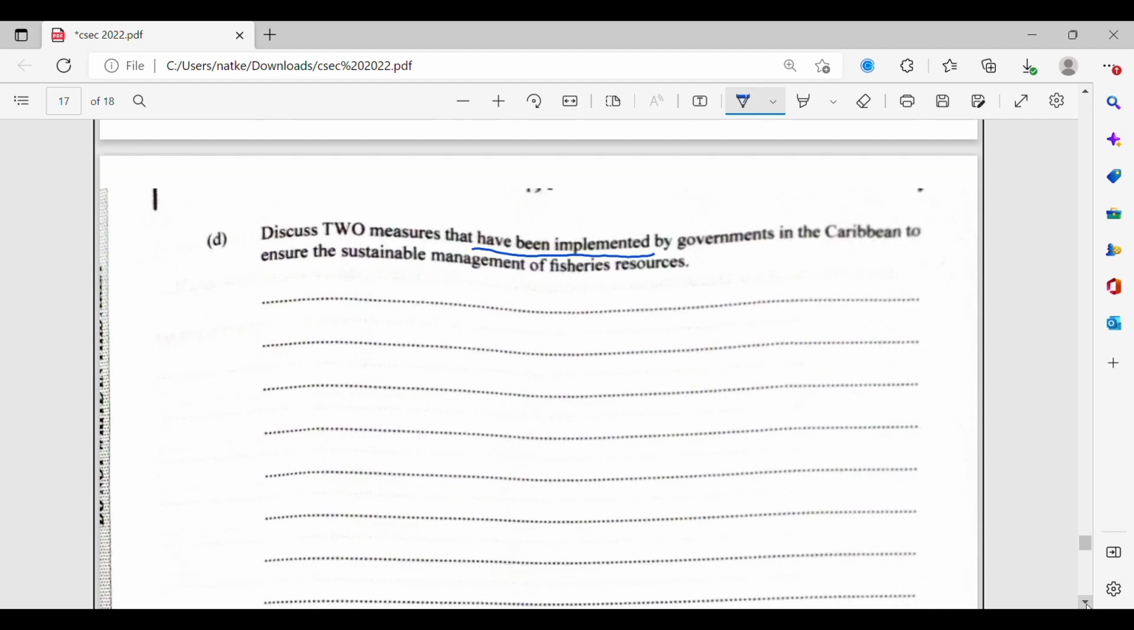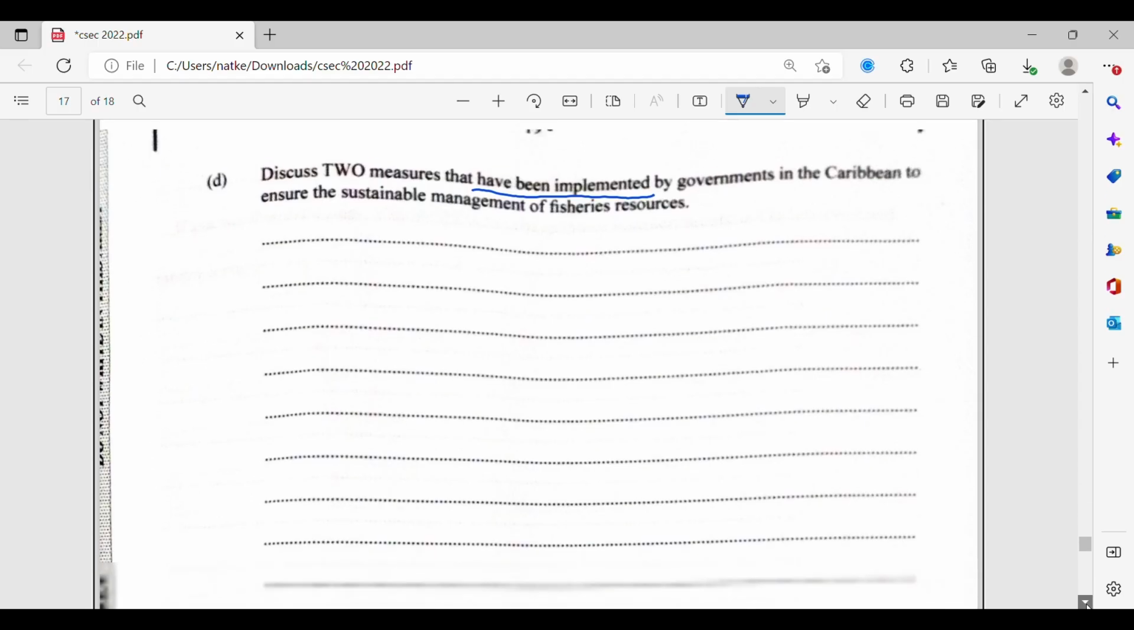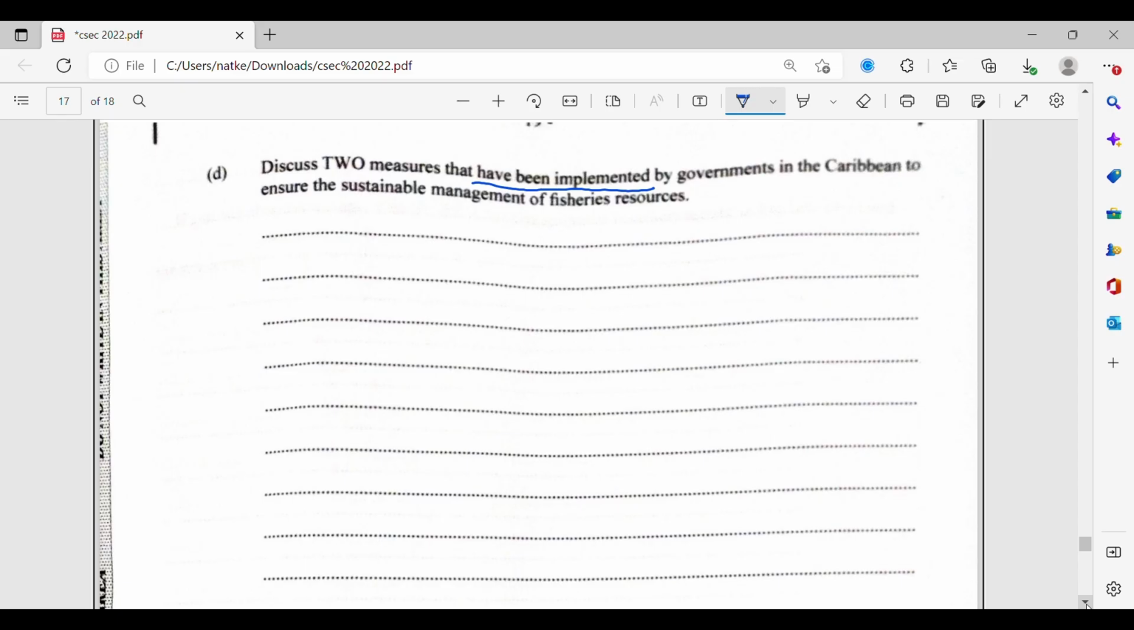So, what is sustainable management of fisheries resource? What is sustainable management of anything? It means that yes, you still plan to use it, but you are trying to use it in such a way where it does not become depleted and you still leave enough, or you use it in such a way that future generations will also be able to make use of it. Your aim is not to deplete it.